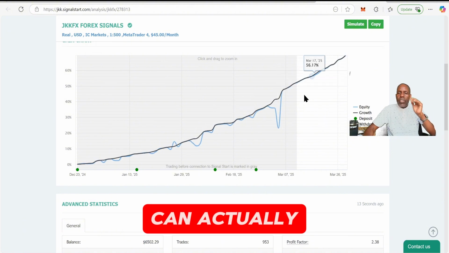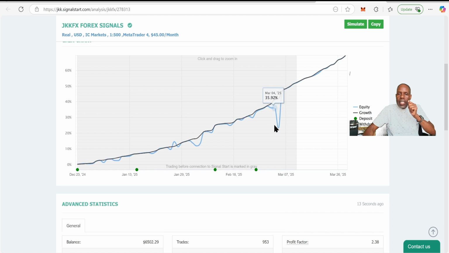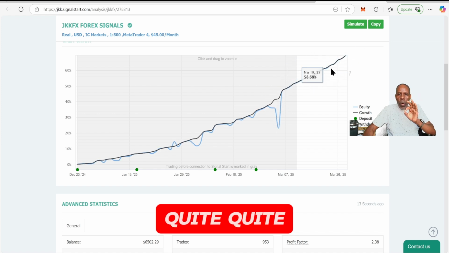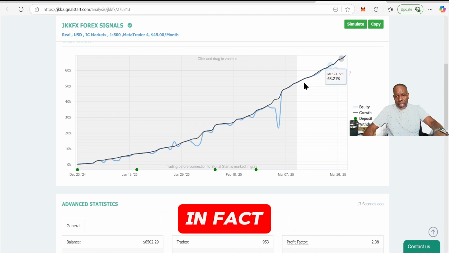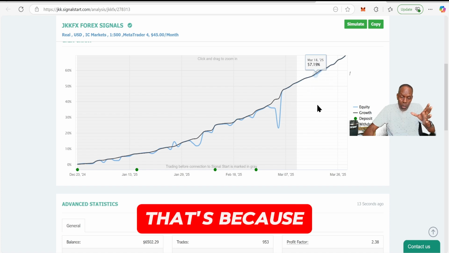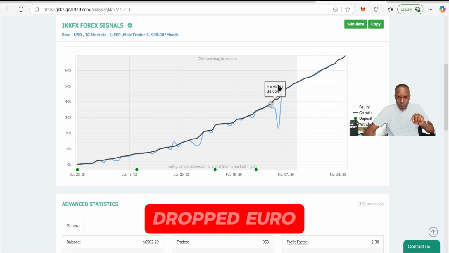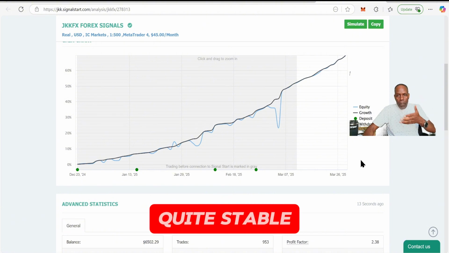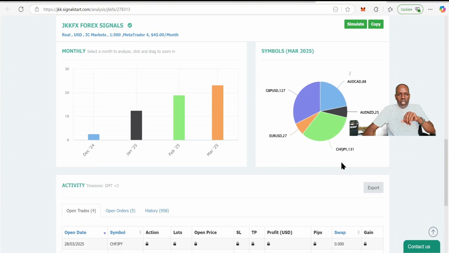Again, you can see that from this period here, the trading has been quite clean and smooth. In fact, cleaner than the earlier part here. I don't know whether that's because of euro, because when I dropped euro, I can see that the statistics have been quite stable. So these are very nice presentations of the graph.